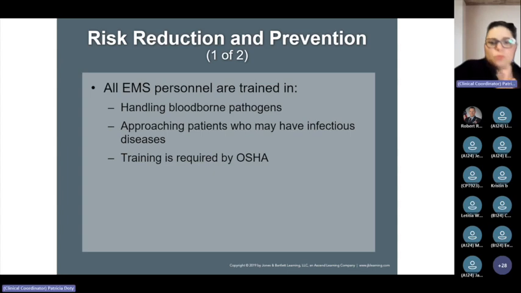Okay. So risk reduction and prevention. All EMS personnel are trained in these things: handling bloodborne pathogens and approaching patients who may have infectious diseases, and training is required by OSHA. And if you don't have OSHA, don't worry, you will. OSHA handles everything from the smallest thing, and they have, hey, this is a requirement for XYZ. For your firemen, they have NFPA standards. They have OSHA requirements along with it. If you work on an oil rig, there's OSHA requirements. And of course, in ambulance companies, there's OSHA requirements for everything.